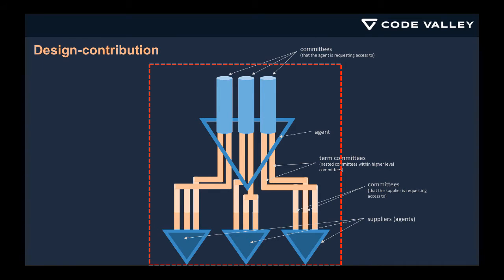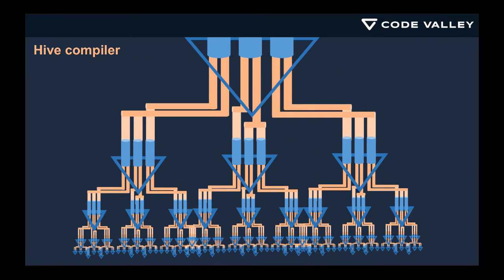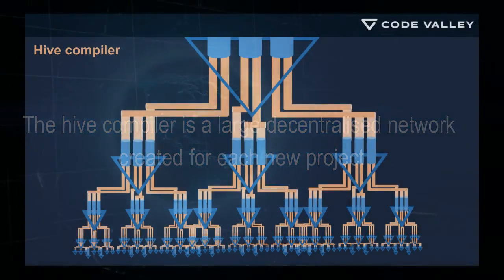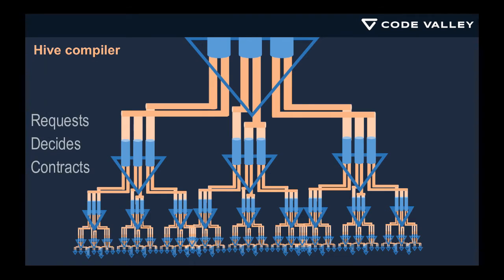Now let's take a step back. This is just a snippet of what a live Hive compiler can look like with agents contracting agents, all threading together connections, getting all who need to be in touch for that particular program's design in touch. This Hive compiler of agents is different for every build. It's a very large and complex decentralized network created for each program designed by the system. Yet all an agent does is simple. It requests, it makes decisions, it contracts. It provides a design contribution.